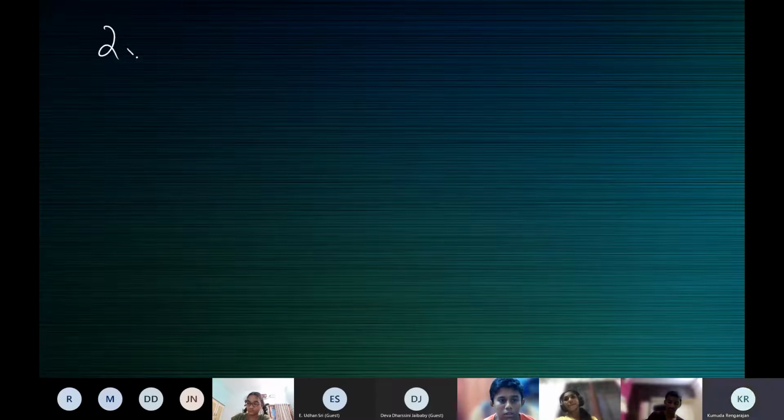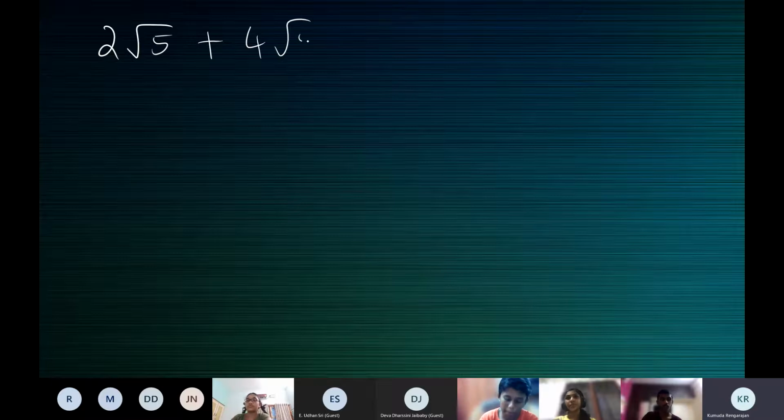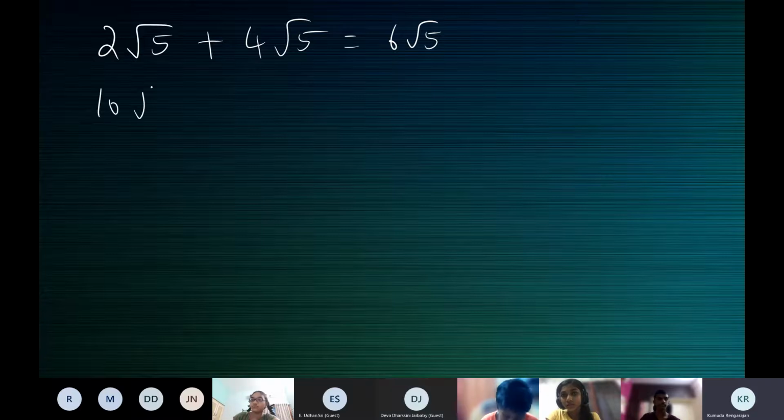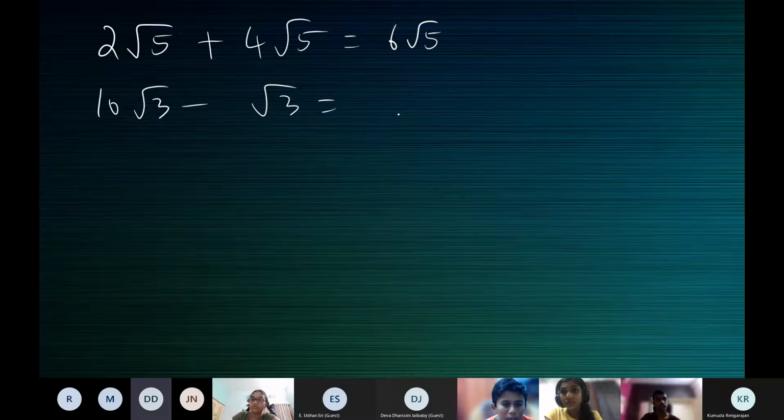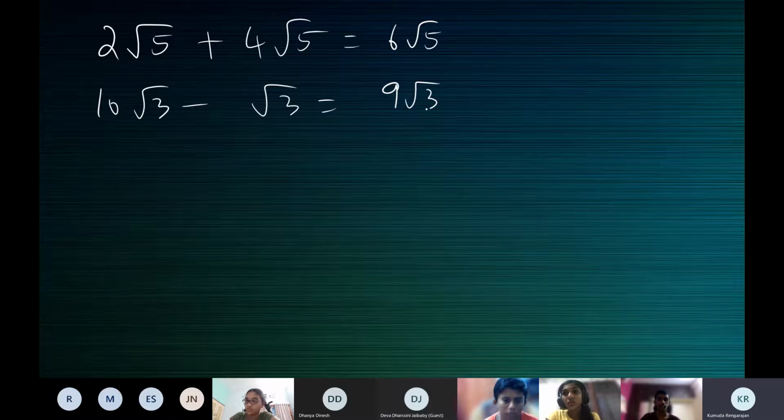So, simple examples. Let's finish this fast. What's the answer for this? Just tell me the final answer. 6 root 5. What is 10 root 3 minus root 3? 9 root 3.